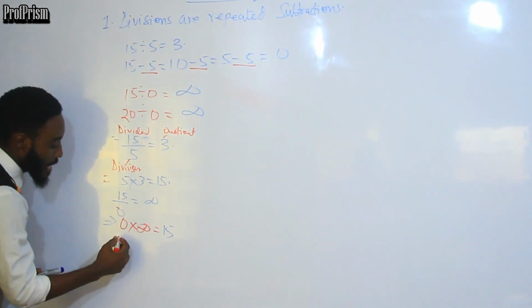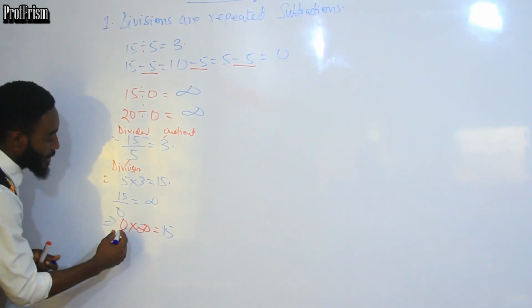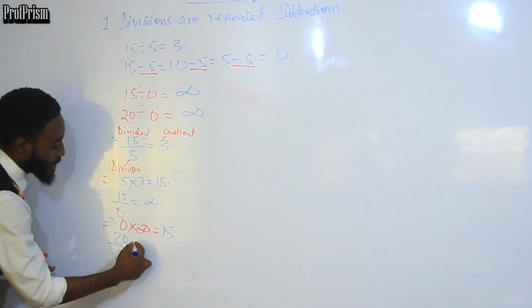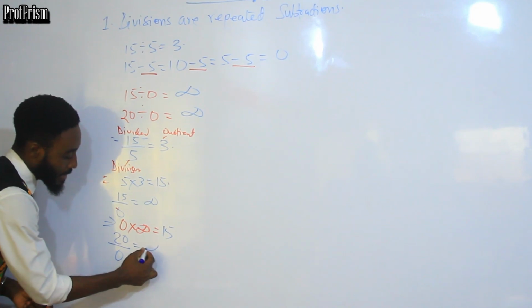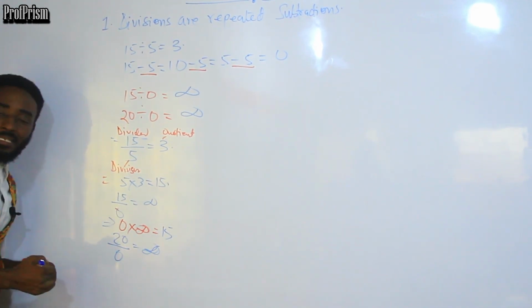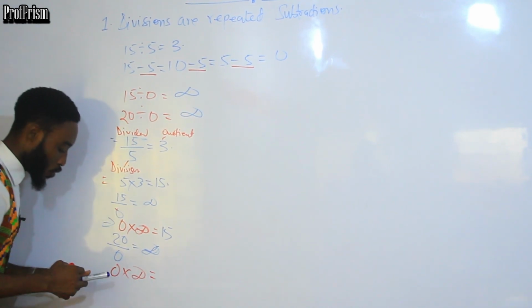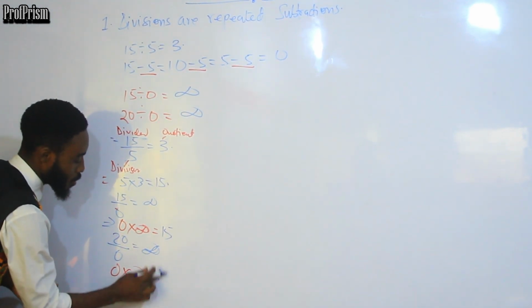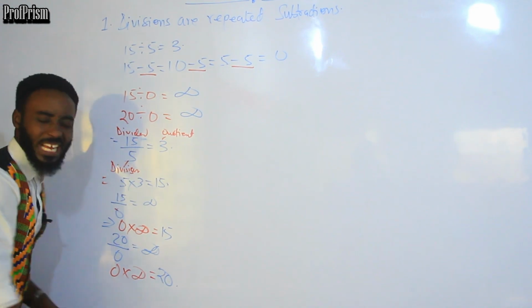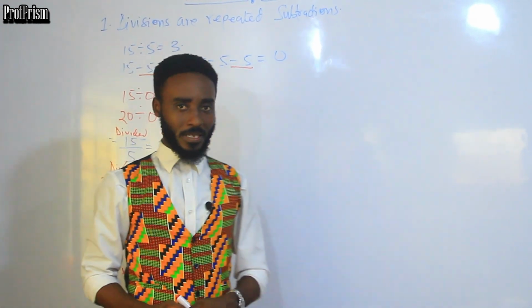Likewise, 20 divided by 0 equals infinity. Then it means that 0 times infinity should be equal to 20. And that's absurd. Doesn't really make a lot of sense.